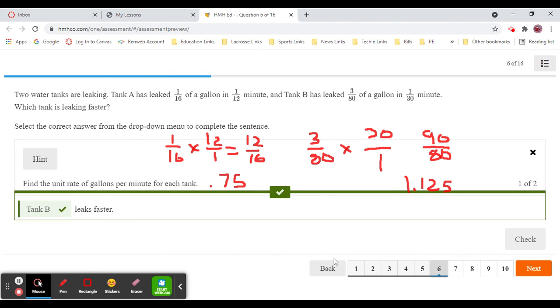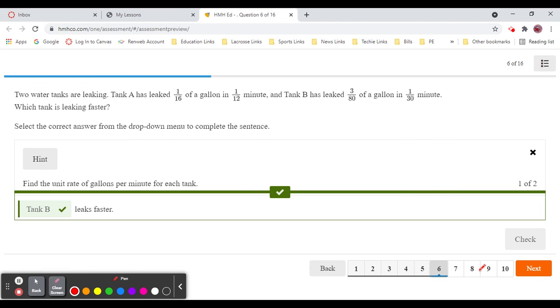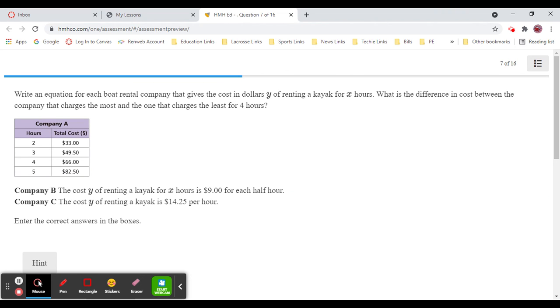Okay. All right, let me clear my screen. All right, and let's move on to the last problem. Here we go, number 7. Write an equation for each boat rental company that gives the cost in Y dollars of renting a kayak for X hours. What is the difference in cost between the company that charges the most and one that charges the least for 4 hours? All right, so company A gives you a table. Company B just gives you some amount, and then C just tells you some information as well.